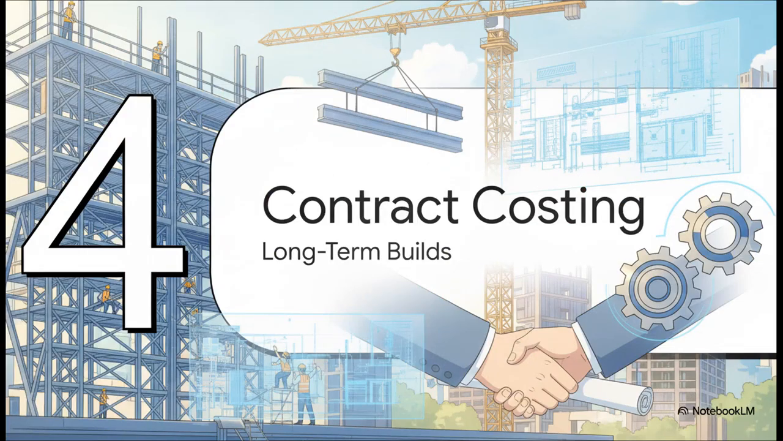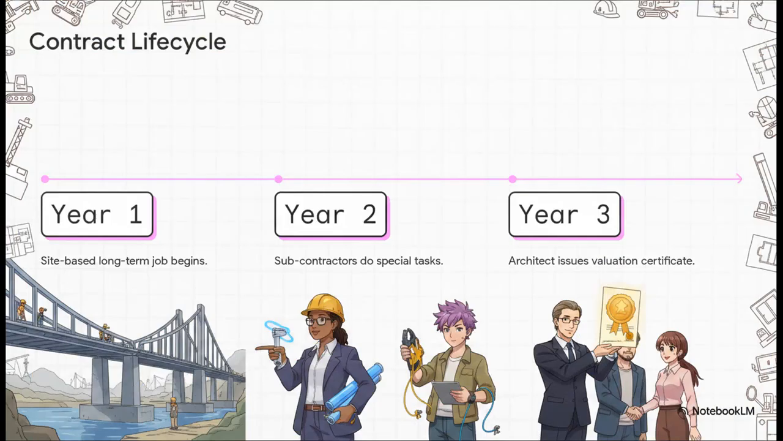All right, let's shift gears to Section 4, Contract Costing, looking at long-term builds. Contract costing is what you use for massive projects like building bridges, roads, or huge housing complexes. And the life cycle here is totally different from quickly whipping up a batch of shoes. In year one, a long-term job begins directly on the client's site. Remember, it's not in your factory.